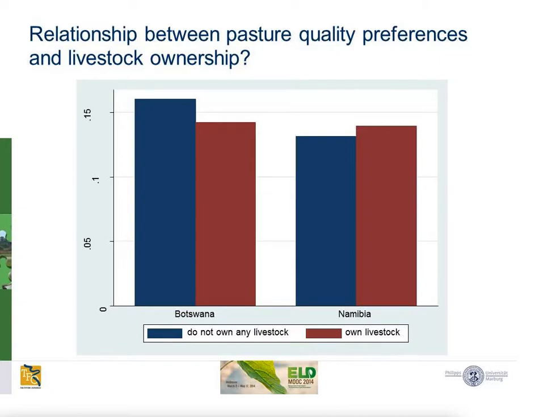Another example is here with regard to livestock ownership. We expected, obviously, and everybody probably would, that if you own livestock, then you have a higher preference for good grazing quality. But again, the same picture as with regard to the water. There are no significant differences with regard to the grazing quality preferences between livestock owners and non-livestock owners.